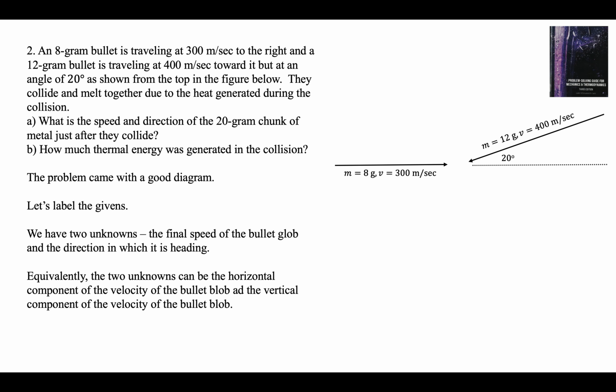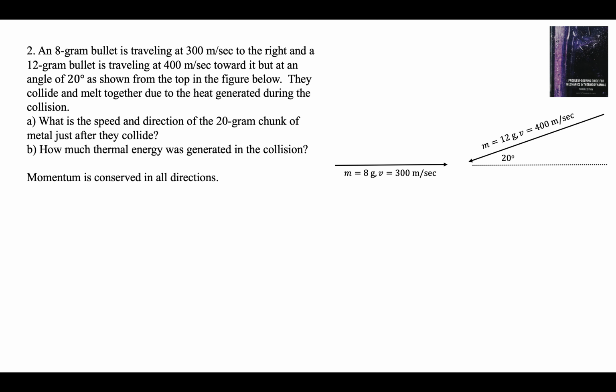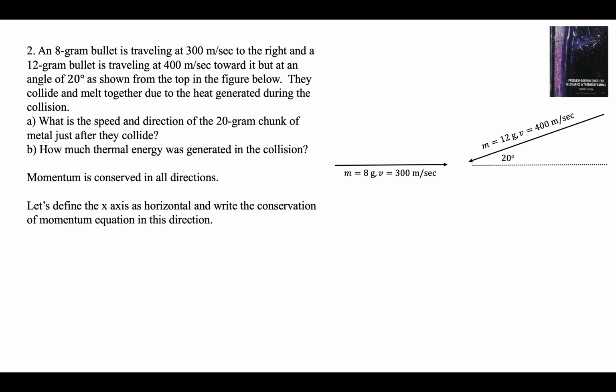The horizontal component of the velocity of the bullet blob and the vertical component of the velocity of the bullet blob. We're going to need two equations. Momentum is conserved in all directions. Let's define the x-axis as horizontal, the y-axis is vertical, and let's write the conservation of momentum in the x direction. First, we get the initial momentum in the x direction.